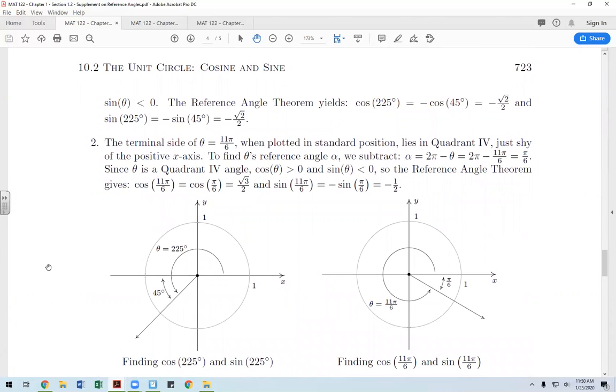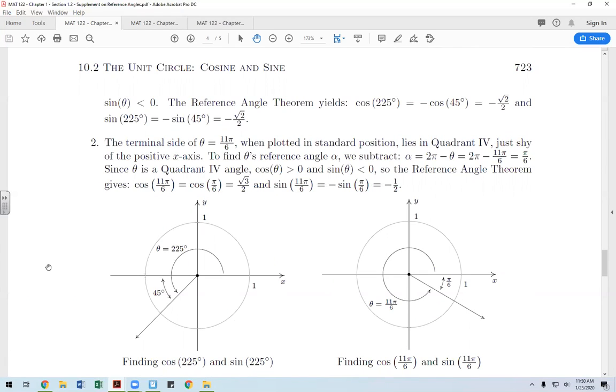11 pi over 6 is actually going to be, as you can see, going a full revolution here. So we can do 2 pi minus theta, because it's going to be right here in quadrant 4. So we're taking 2 pi minus theta, which will just give us this little portion. And that comes out to be pi over 6, which is, of course, our 30-degree measurement. So that's going to be your square root of 3 over 2 and negative 1/2 because you're in quadrant 4.